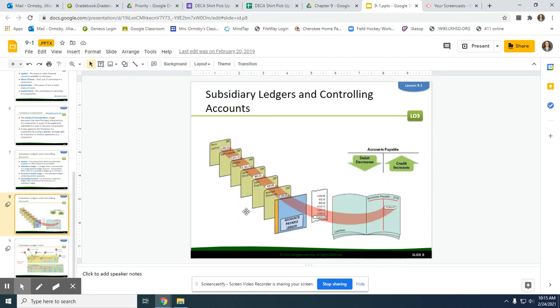This is a little graphic that explains it. We have a page for each one of our individual vendors that is going to be summarized in our accounts payable ledger here. The total from the accounts payable ledger is going to go in accounts payable, which would be in the general ledger. So we have a separate ledger that has all the information for accounts payable, and just the total of accounts payable will go in the general ledger.